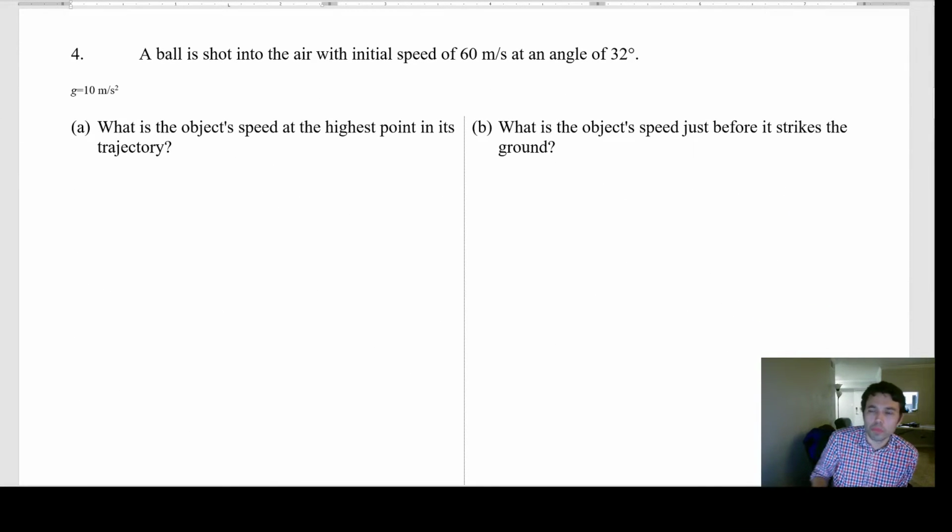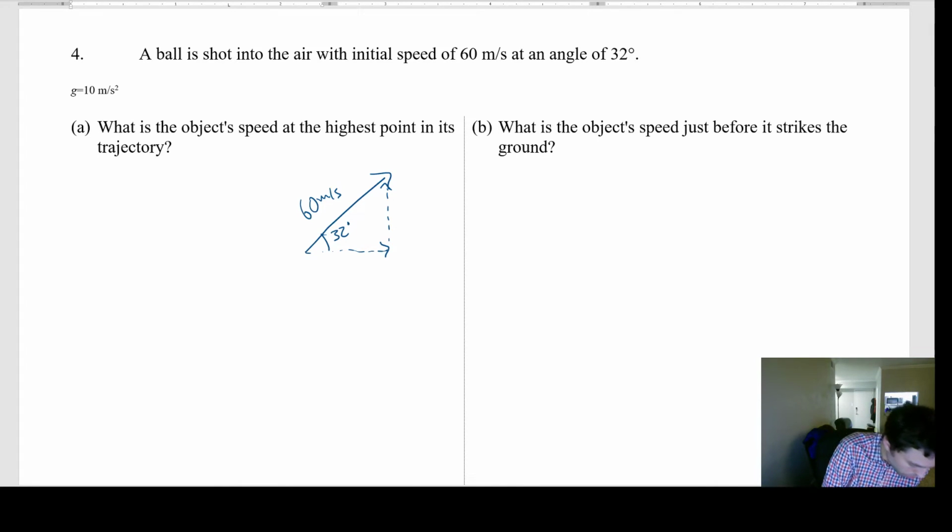Okay, ball shot in the air with initial speed of 60 meters a second, angle 32. All right, so we draw it out. Helps to draw it. Shot in the air, 60 meters a second, velocity at 32 degree angle. So there's our angle, 32 degrees. Got to find components. It's always a first step. So we do 60 cosine 32 to find the horizontal velocity, 50.9. That's Vx. And then Vy is going to be 60 sine 32. So that's going to be 31.8 meters a second.